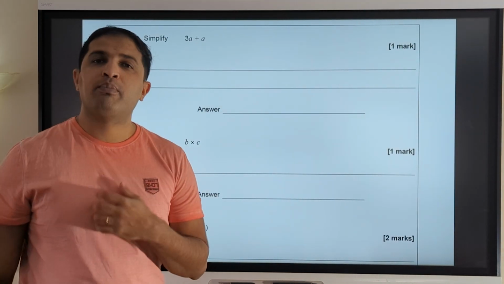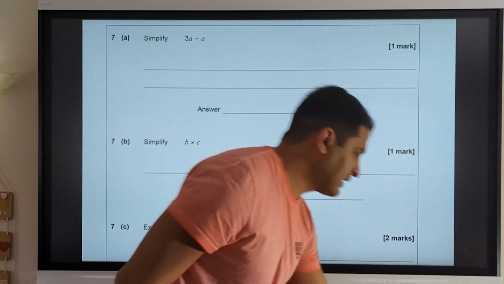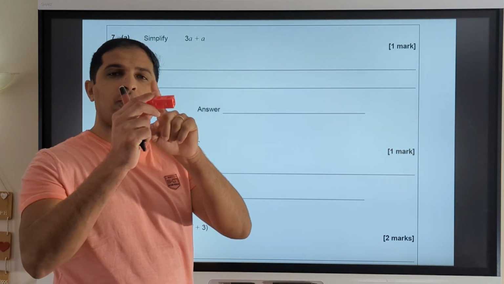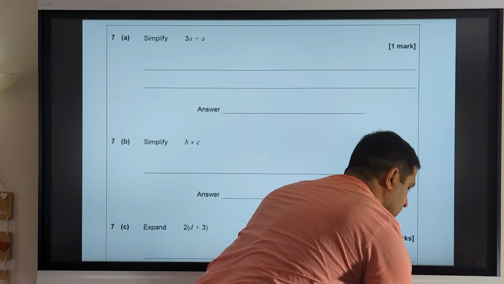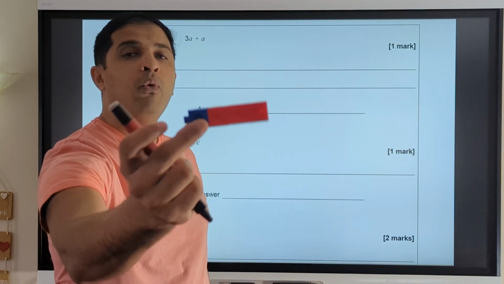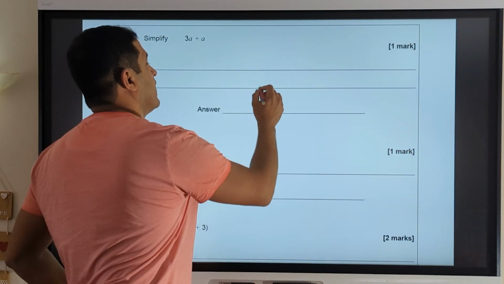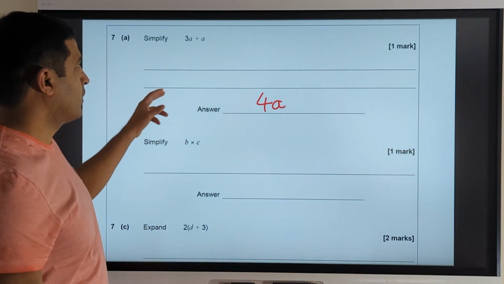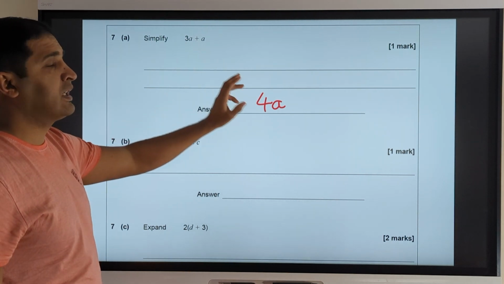Simplify 3a plus a. So if you have 3 lots of a and add one more a. For example, I have these 3 cubes, 1, 2, and 3. 3 cubes here, and add one more cube. You'll have 4 cubes now. And the same way, if you have 3 a's and add one more a, you will have 4a. 3 lots of a, add one more lots of a, gives you 4a.